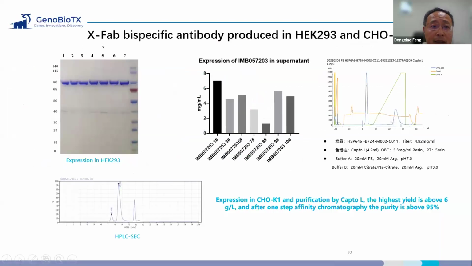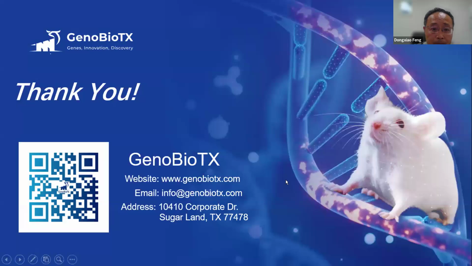This is the purification of the XFAB bispecific antibody that is expressed in 293 or 2K1 cells. This is SDS gel analysis of the purified antibody, the bispecific XFAB antibody. This is some single clone, sorry, single clone expression level analysis. And this is SEC, this HPLC analysis of the purity of the bispecific antibody.